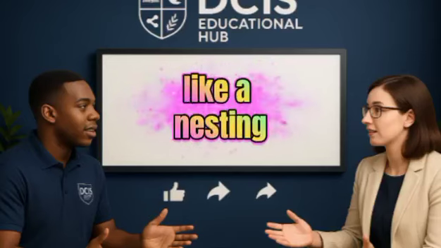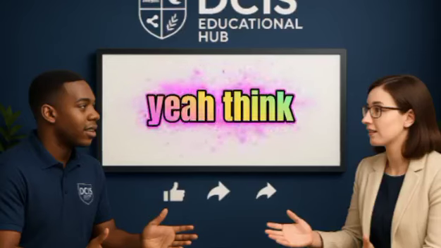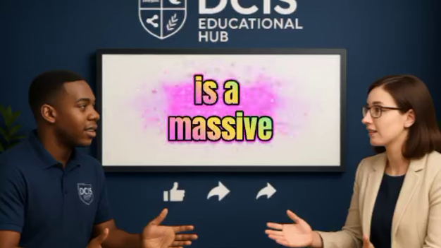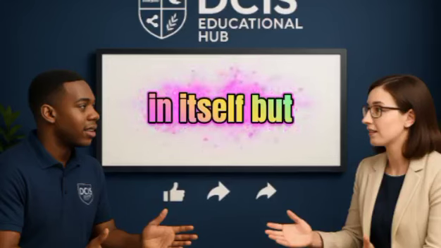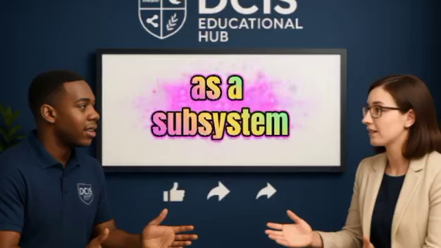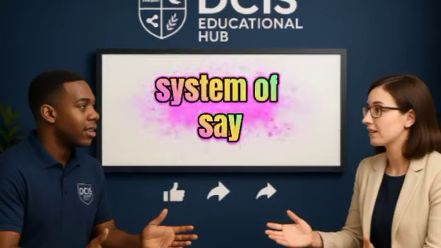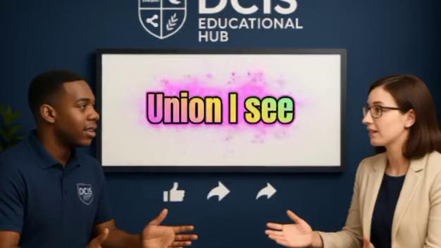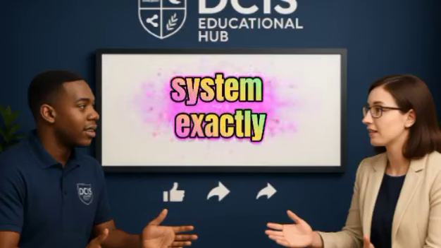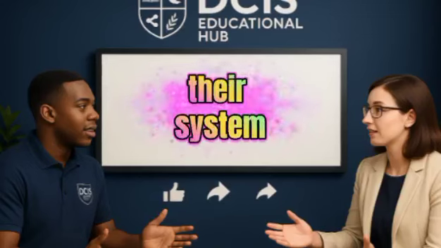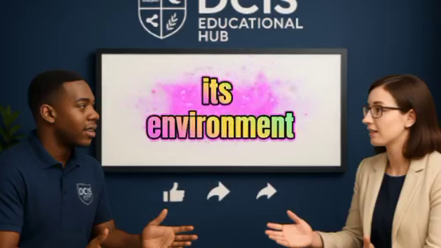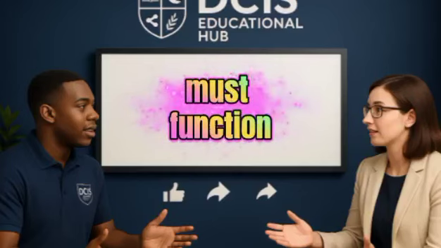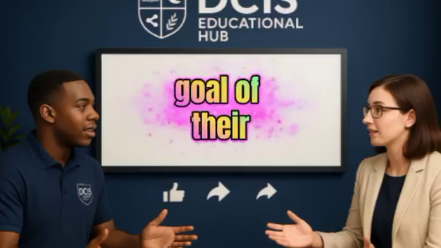Relative how? Like a nesting doll. That's a great analogy. Think of a country like Nigeria as the example used in the source. Nigeria is a massive, complex system in itself. Right. But at the same time, it operates as a subsystem within the larger supersystem of, say, the West African Economic Community or the African Union. Oh, I see. So a system can be part of a bigger system. Exactly. The parts interact within their system, but the whole system also interacts with its environment, its suprasystem. The key is that the internal parts must function jointly to serve the overall goal of their system.